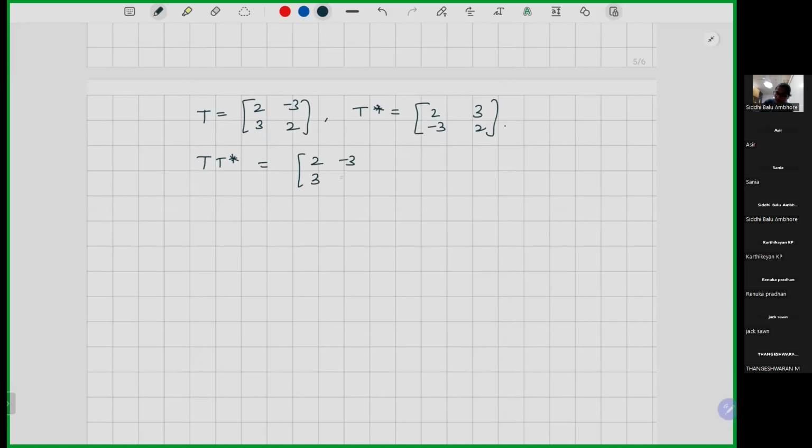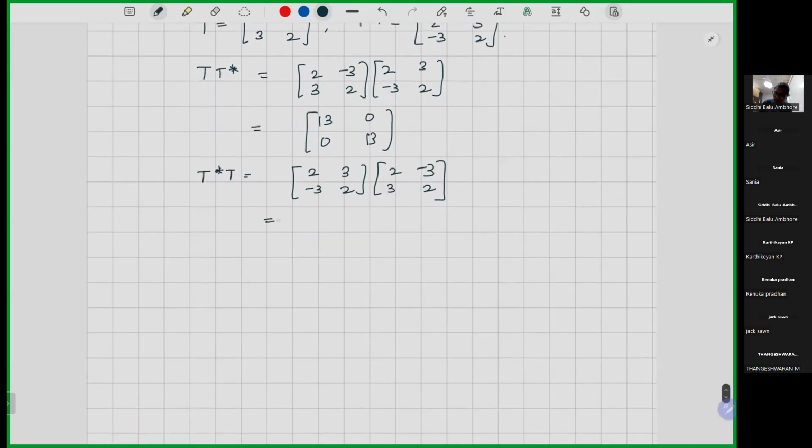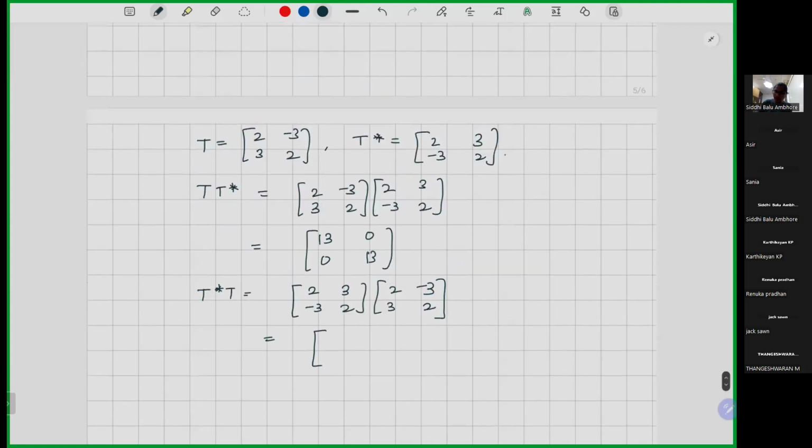It will be 2, 3, minus 3, 2, multiplied with this matrix, right? If you multiply this, you will get 4 plus 9, which is 13. This will be 2 times 3 minus 2 times 3, which is 0. Again here 2 times 3 minus 2 times 3 is 0, and again it is 9 plus 4, 13. Similarly, T star T is this matrix times this matrix. I hope this is okay.